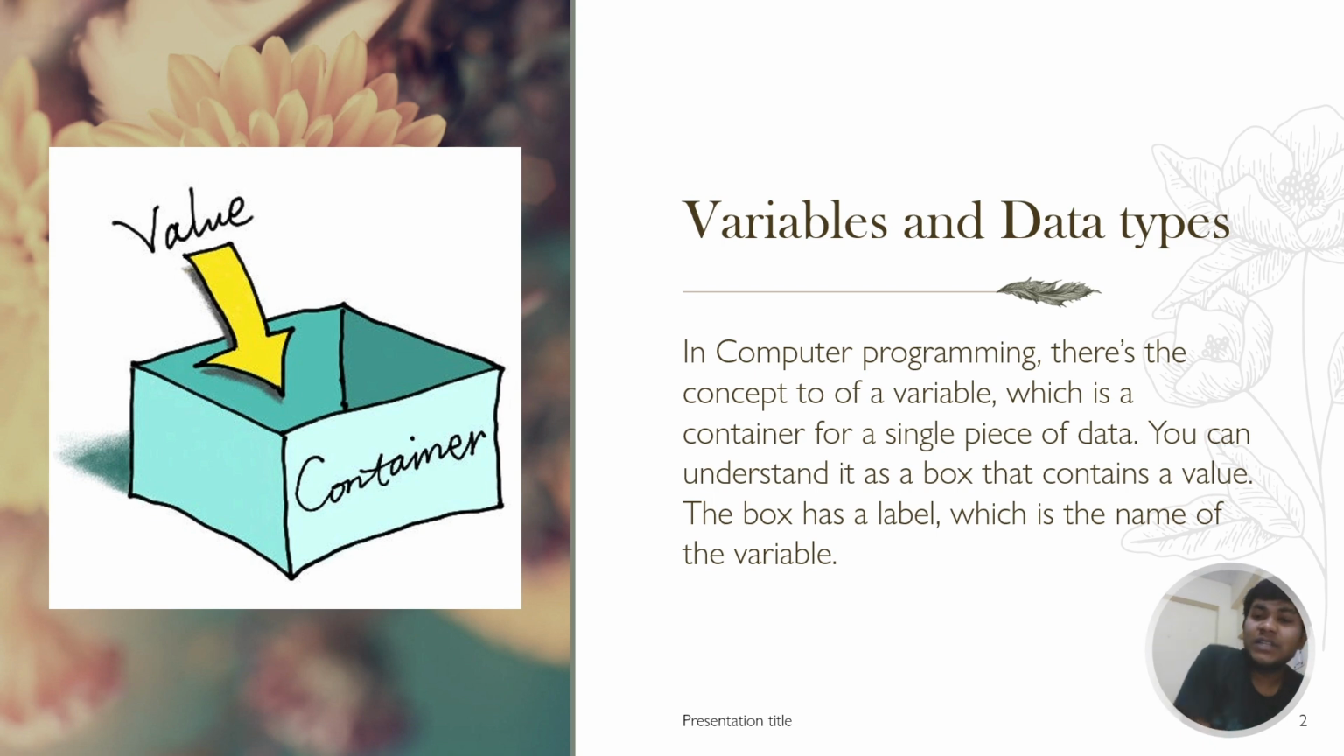So, variables and data types. In computer programming, there is a concept of a variable, which is a container for a single piece of data. You can understand it as a box that contains a value. The box has a label, which is the name of the variable. So this is a variable. It is a very easy thing.